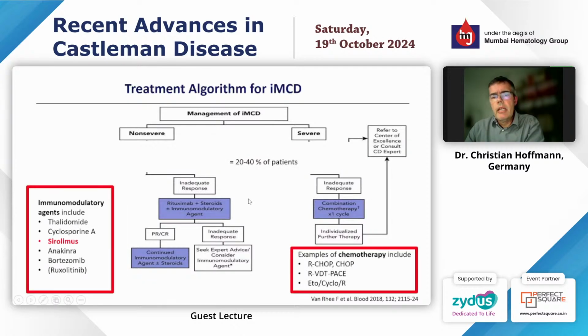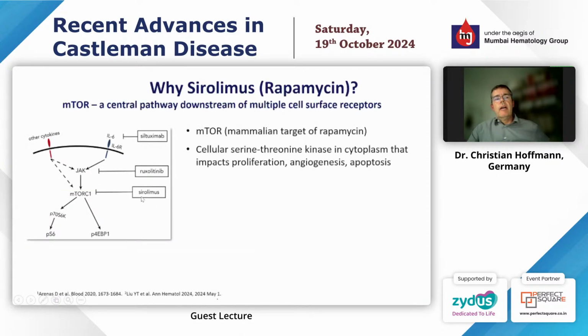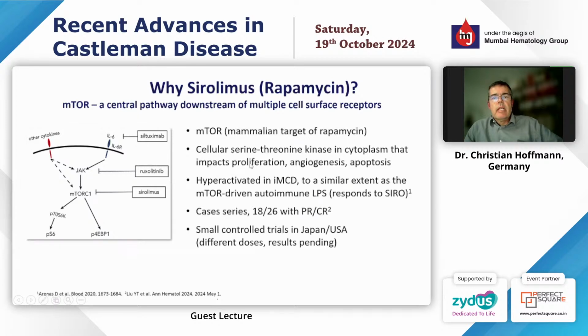The treatment guidelines provide you with some examples of chemotherapy, but they also recommend some immune modulating agents. And I want to highlight sirolimus. Why sirolimus? Sirolimus is an mTOR inhibitor, and this is a central pathway downstream of IL-6 and of multiple cell surface receptors. And this enzyme is involved in and impacts proliferation and apoptosis, and it is hyperactivated in IMCD, to a similar extent as mTOR.